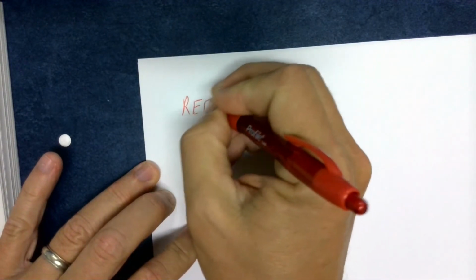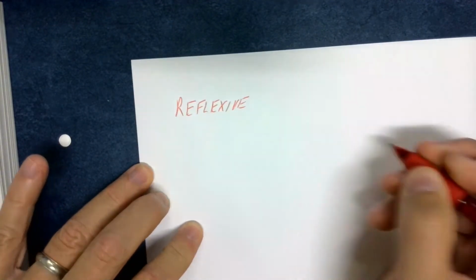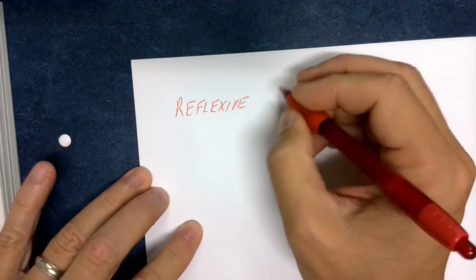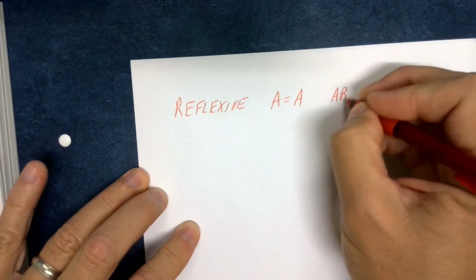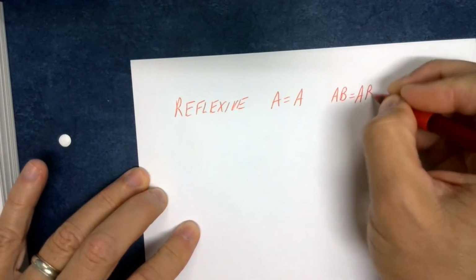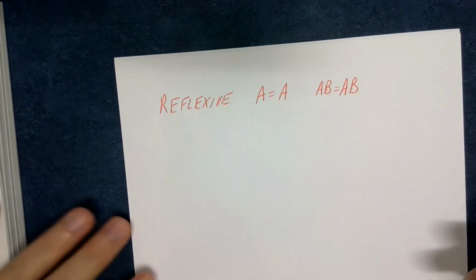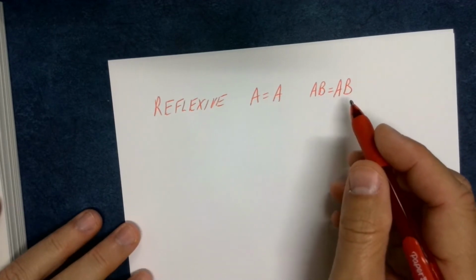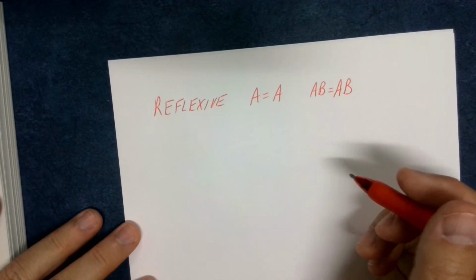Reflexive property basically says that anything's equal to itself. So that A equals A, or segment AB is equal to segment AB. You're like, that's kind of dumb. Why do we need to know that? As we go further and further into these proofs, I promise you that's going to be a very essential part of some of the proofs that we're going to be doing. But basically it says that everything is equal to itself.